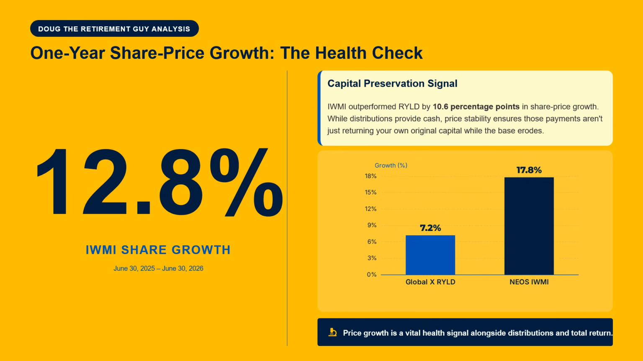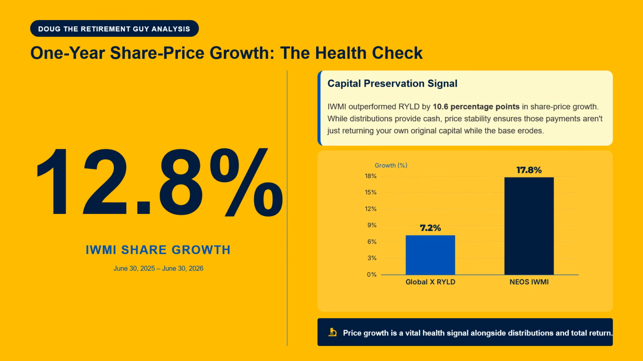Now, one year share price growth. This is the health check that we want to look at. As we look here, the growth of the two funds, NEOS is knocking it out of the park. Okay? IWMI outperformed RYLD by 10.6% in share price growth alone. While distributions provide cash, the price stability ensures that the payments aren't just returning your own money as ROC, or return of capital, and eroding the program.